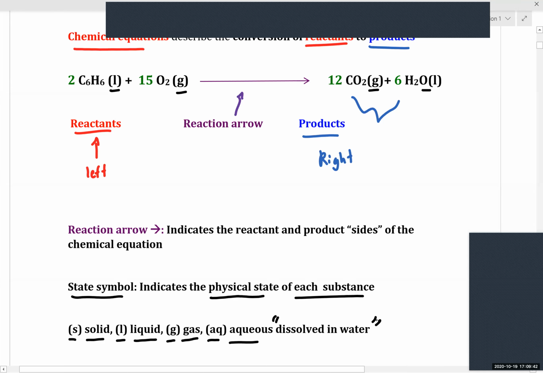So, all chemical equations need to have descriptive state symbols because it helps us understand the reaction conditions and understand the chemical species participating in a chemical reaction.